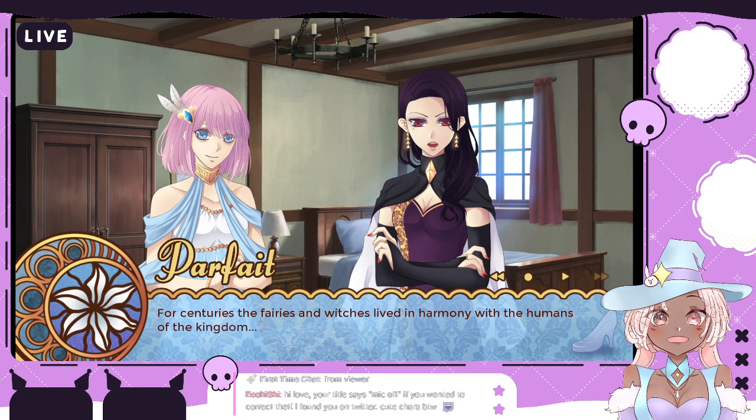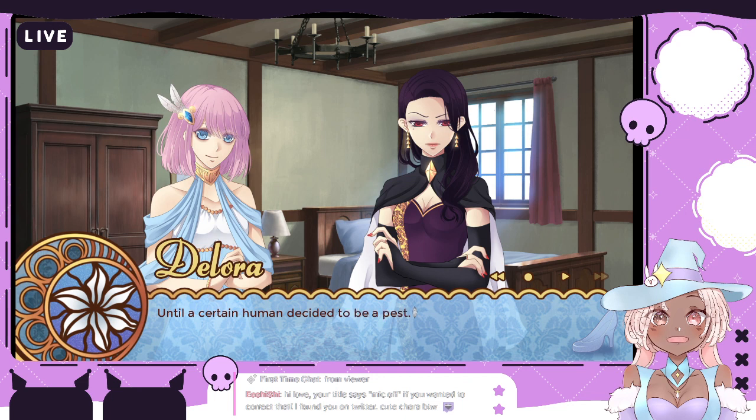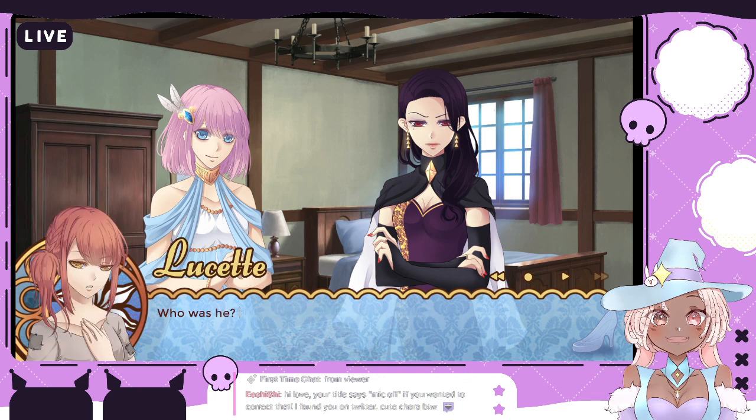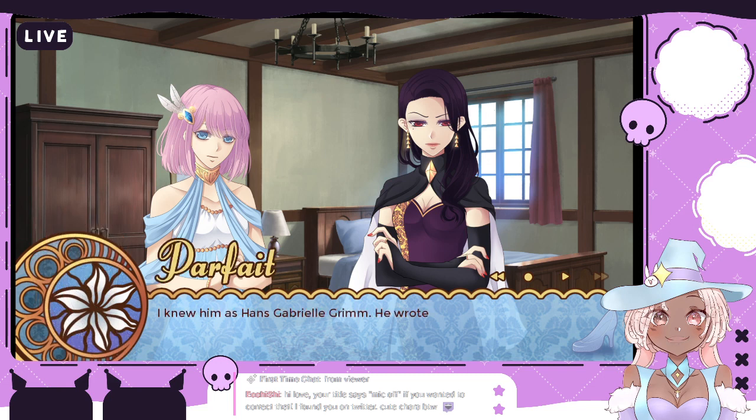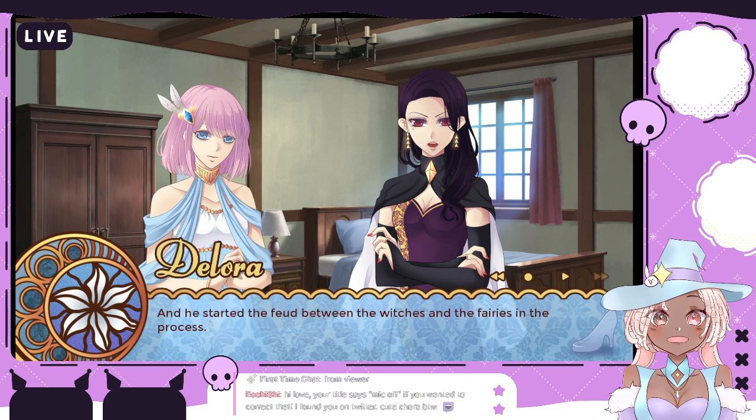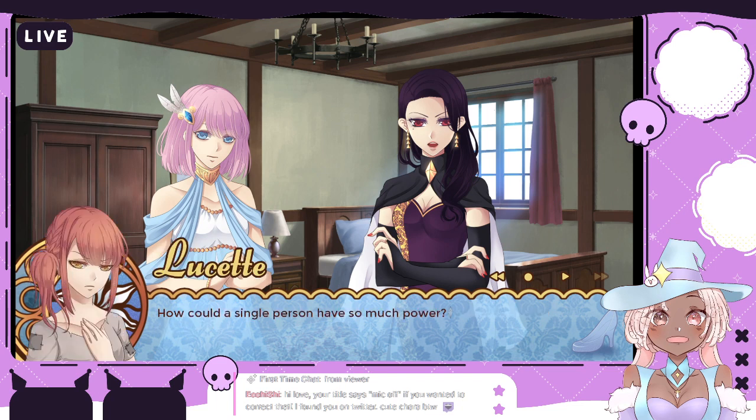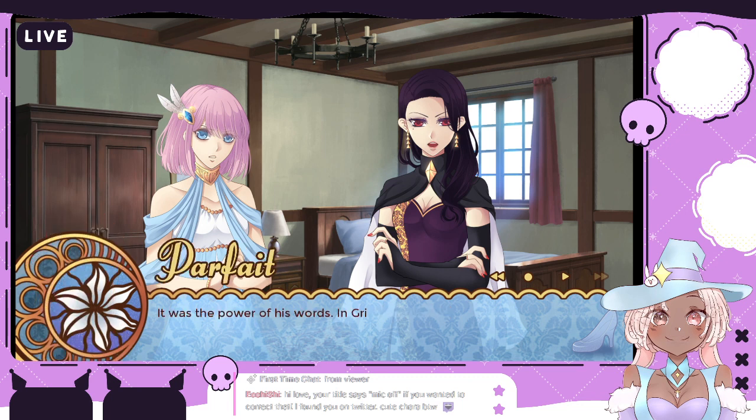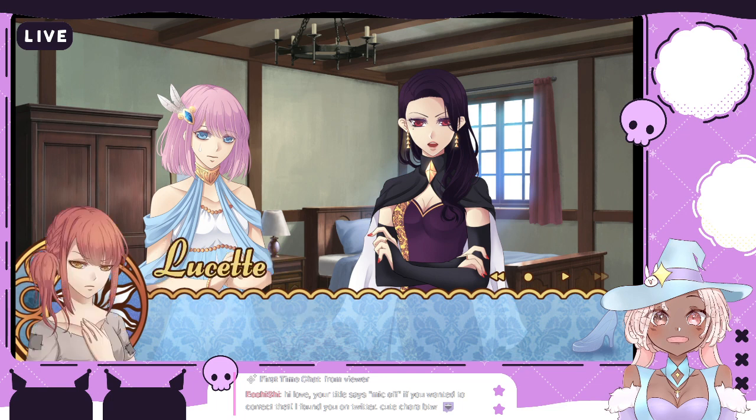For centuries, the fairies and witches lived in harmony with the humans of the kingdom, until a certain human decided to be a pest. Who was he? I knew him as Hans Gabriel Grimm. He wrote the fairy tales, and he started a feud between the witches and the fairies in the process. How could a single person have so much power? It was the power of his words. In Grimm's stories, the witches were always evil. The humans naturally grow to fear and hate them. They began to hunt them.